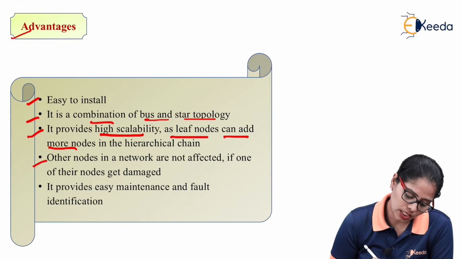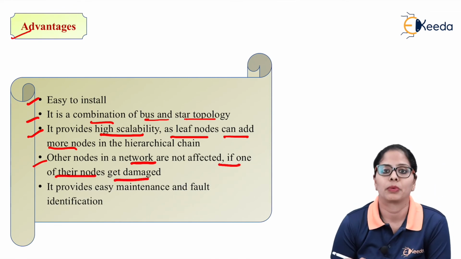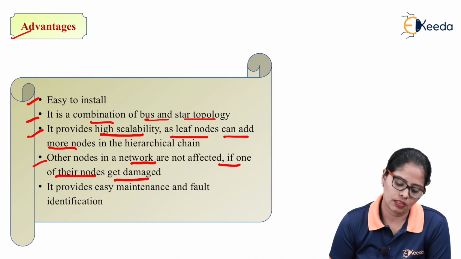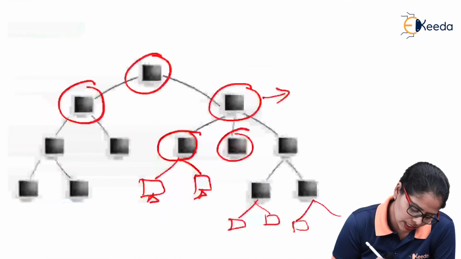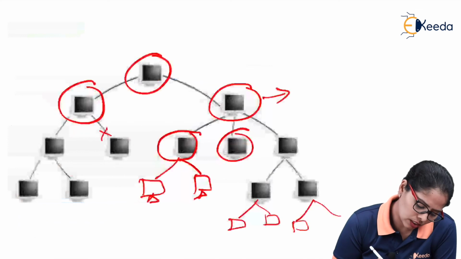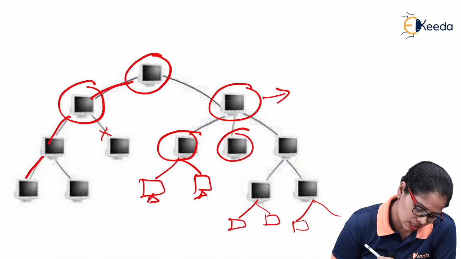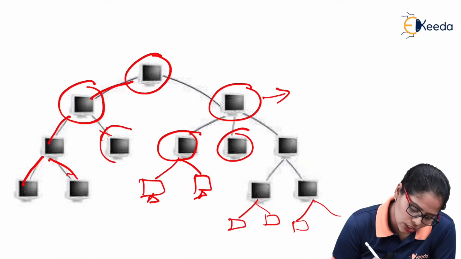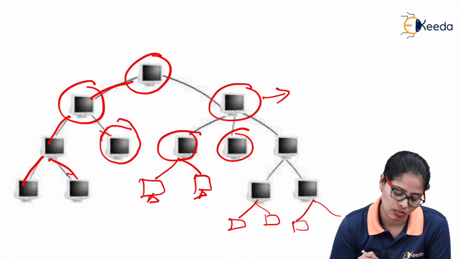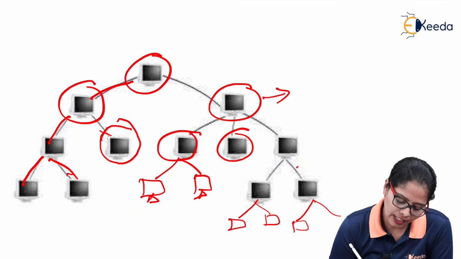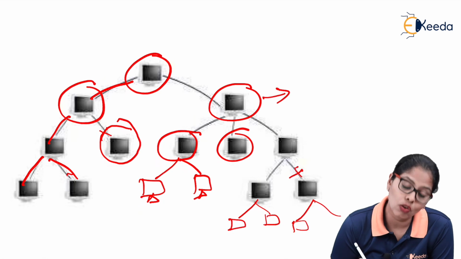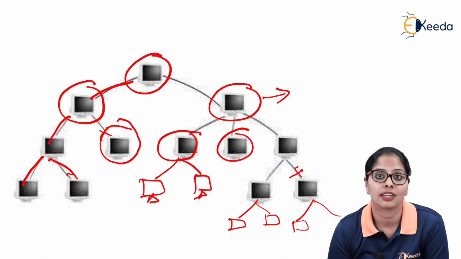Other nodes in the network are not affected if one of the nodes gets damaged. So now see here, if this link stops working, only the communication with this computer cannot take place. So here if any link goes down, it will not affect the entire network.